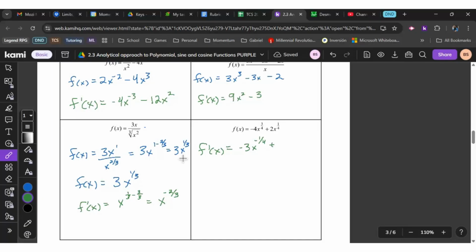2 times a quarter. Yes, you can. I'll let you use a calculator. That's fine. What's 2 times a quarter? And 1/4 minus 1? Negative 3/4. Is that making sense to everybody? Okay, so you can use a calculator if you need to, but that's all we're going to do.